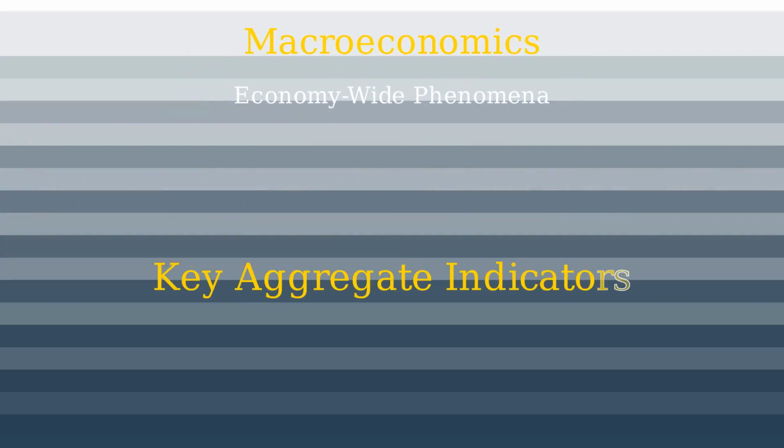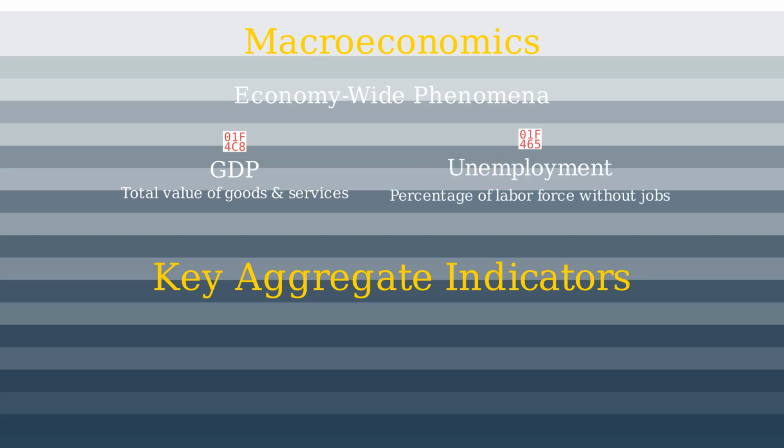Macroeconomists analyze several key indicators to understand the health of an economy. Gross domestic product measures the total value of all goods and services produced within a country's borders. The unemployment rate tells us what percentage of the labor force is actively seeking but unable to find employment.